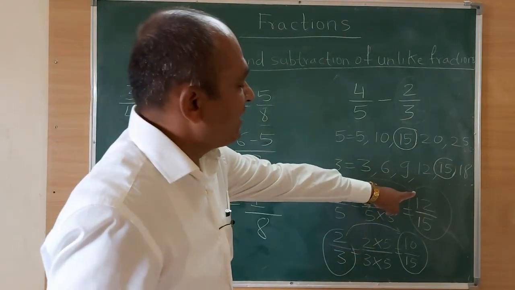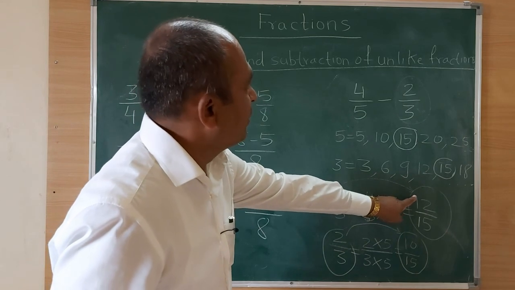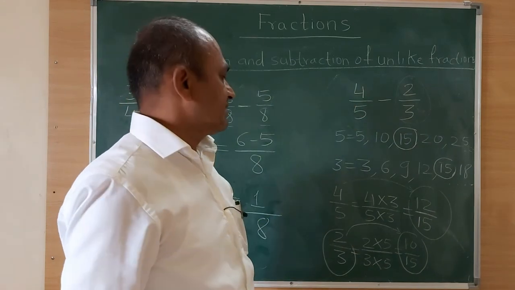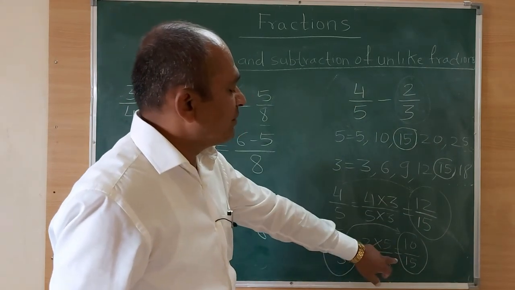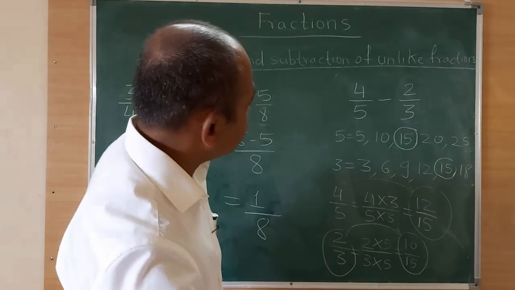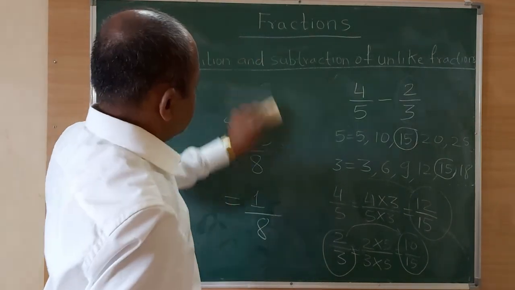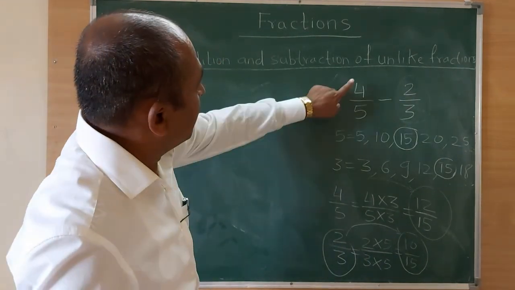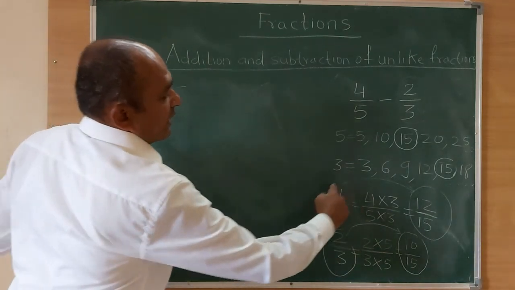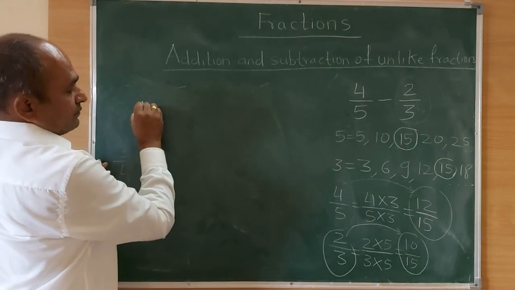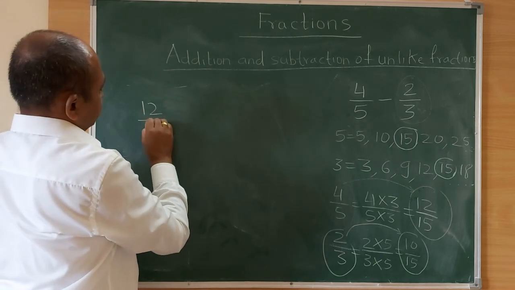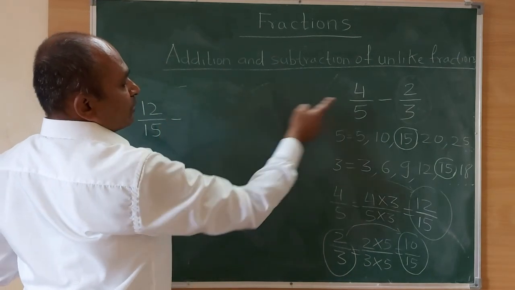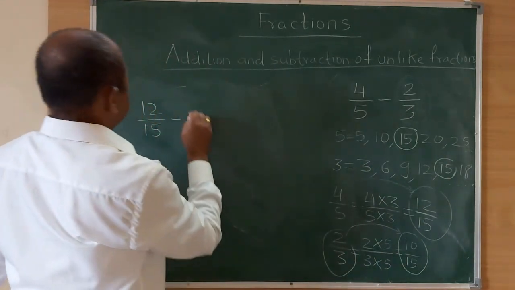So what do I have to do? I have to add these two fractions now. Sorry, I have to subtract this fraction from this fraction. It is subtraction we are discussing. So I'll do it like this. Instead of 4 upon 5, I will write its equivalent, 12 upon 15. And instead of minus 2 upon 3, I will write minus 10 upon 15.